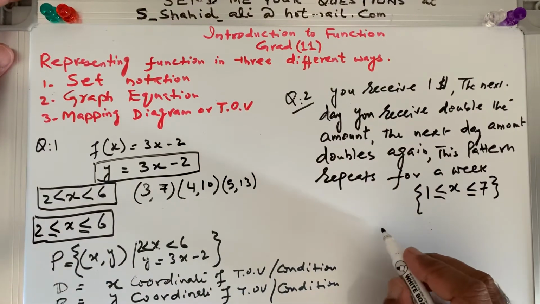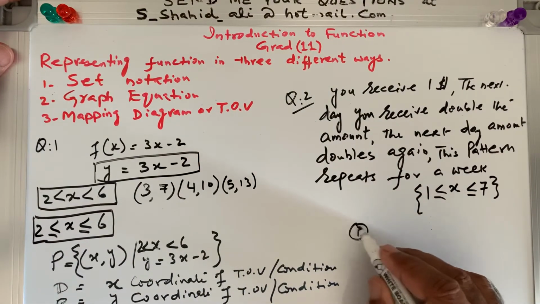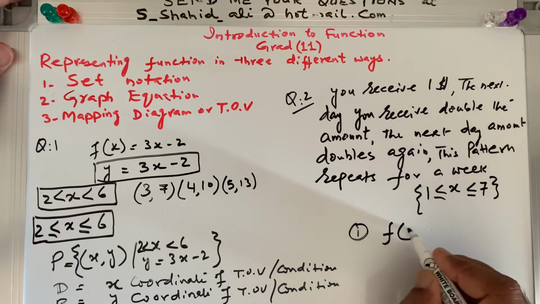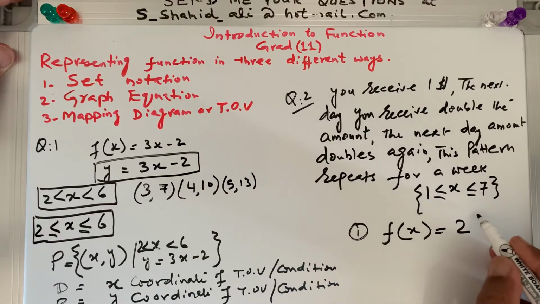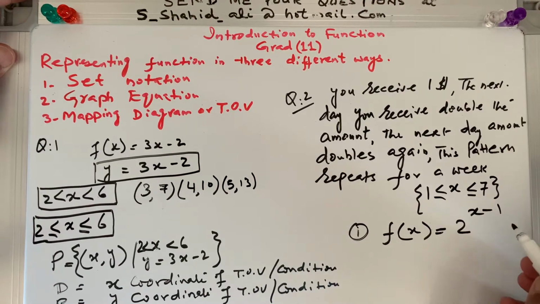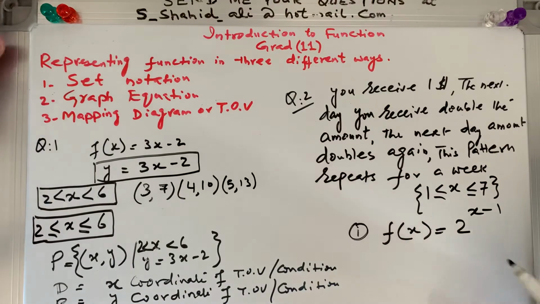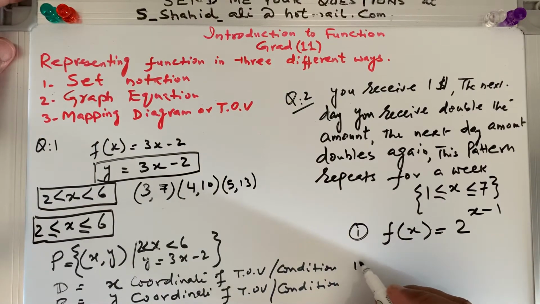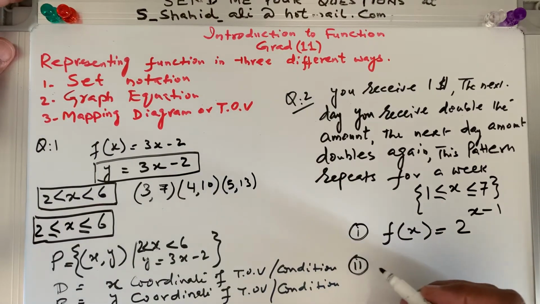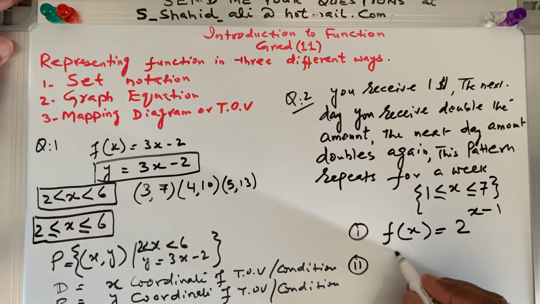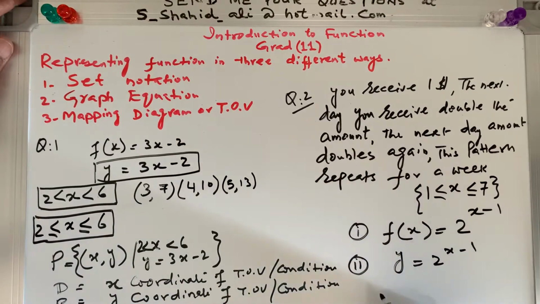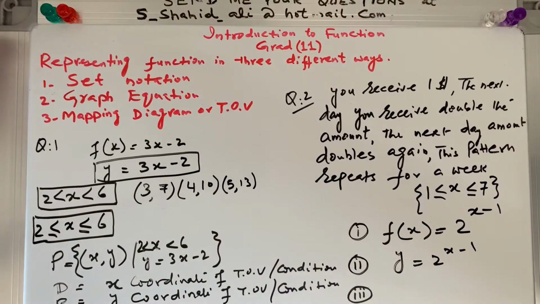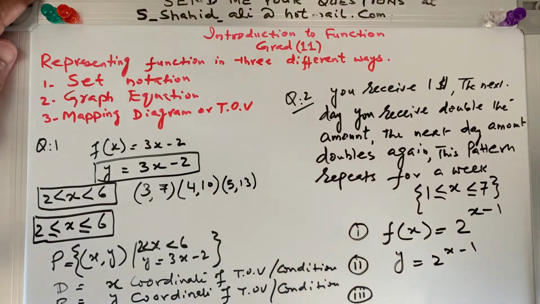Set notation is the best part or difficult part of this, because f of x will be equal to 2 to the power x minus 1. So now we have to see if my set notation is correct or not, because I will generate all of my graph equation. If I say that y is equal to 2 to the power x minus 1 will be my graph equation, and if I want to draw all the sets or the ordered pairs or TOV, then I can use this equation, right?